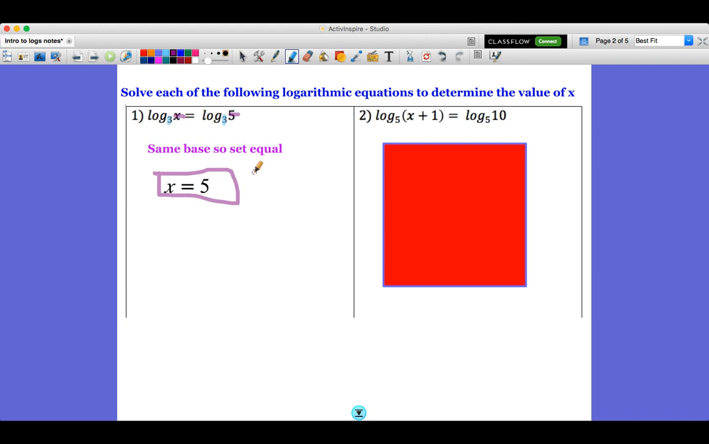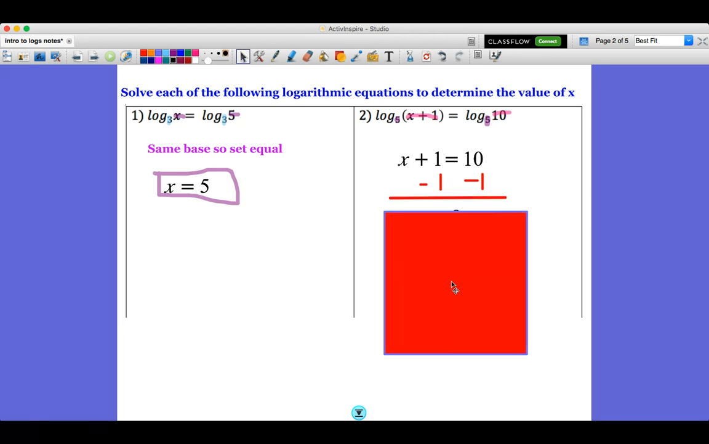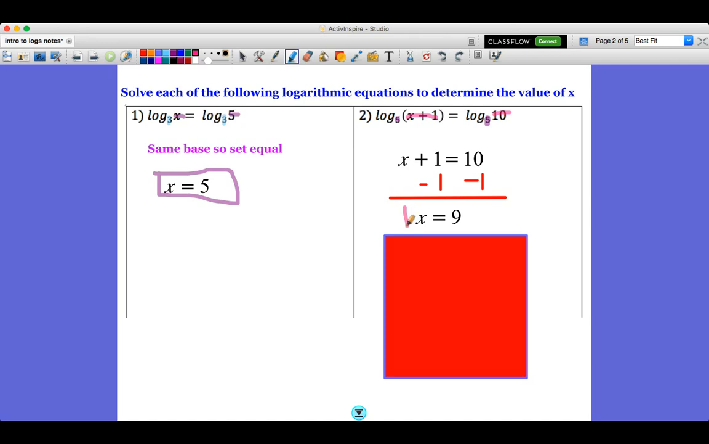Number 2 will be a little bit harder, still not too bad, but number 2 says log base 5 of x plus 1 is equal to log base 5 of 10. First thing we just check, both our bases are 5 here. So we're going to be able to set our x plus 1 equal to 10 and then solve that equation. So our equation for number 2, x plus 1 equals 10. That's a one-stepper. Subtract 1 from both sides. X should be 9. So for number 2, our final answer is just x equals 9.